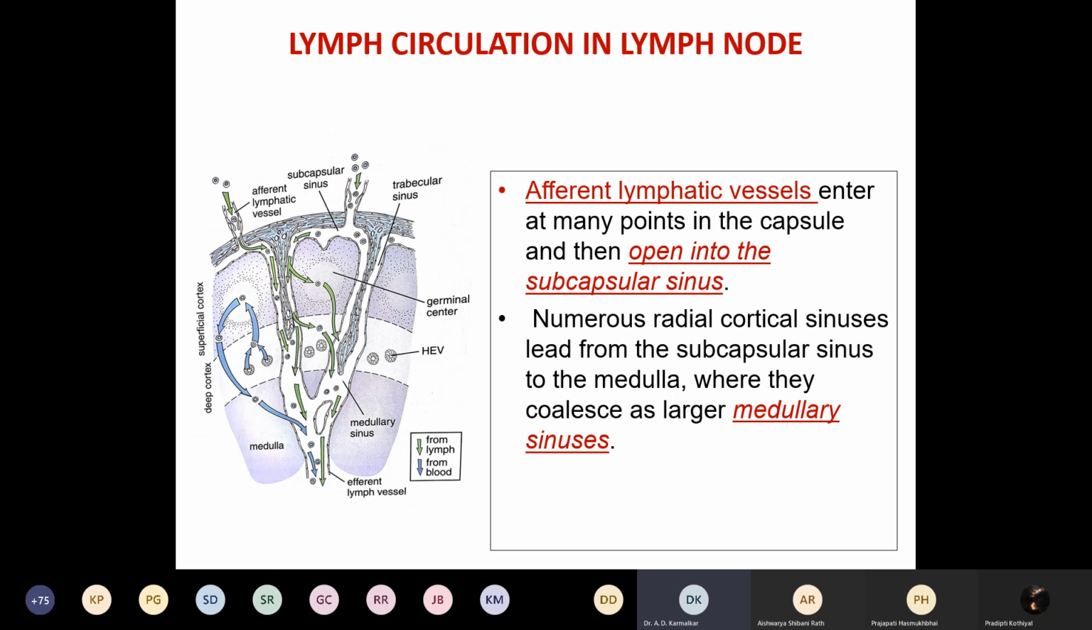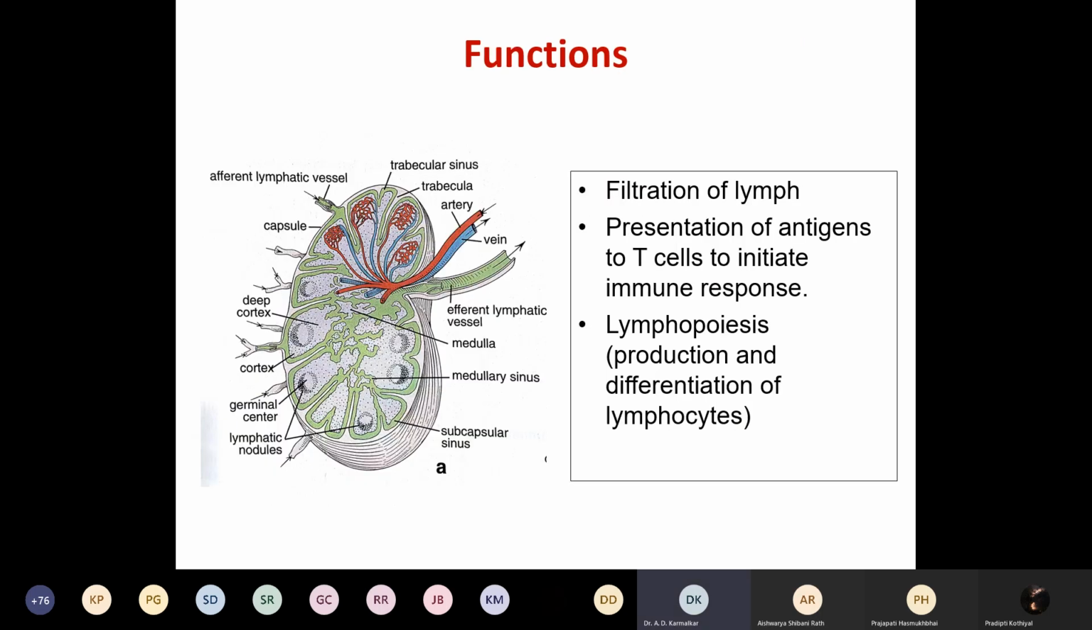So when the question is asked, what is the lymph circulation, start from the afferent lymphatic vessel, subscapular sinus, trabecular sinus, medullary sinus and then the efferent lymphatic. Function is the lymph, presentation of immune and lymphatic.